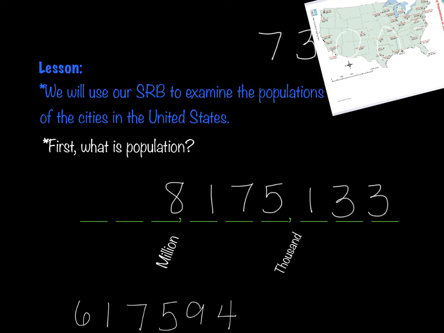Okay, now this number is a little bit bigger. How many millions do we have? So hopefully you said 8 because 8 is in the million spot. We get rid of that. Okay, how many thousands do I have in this number? That would be 5 because we have 5 in the thousands place.